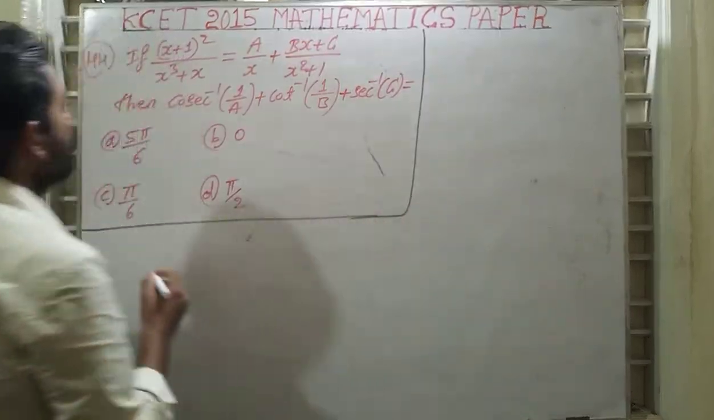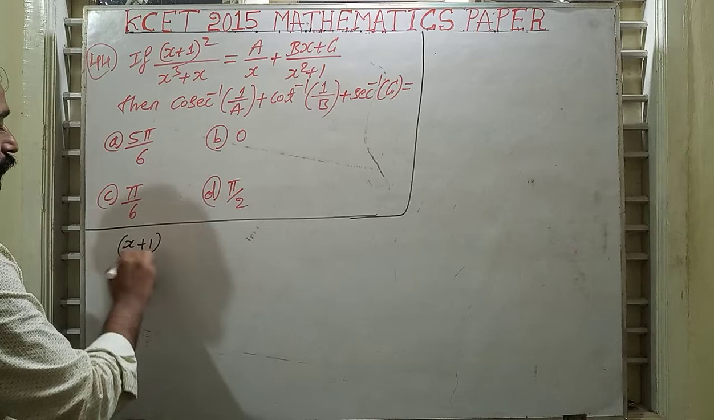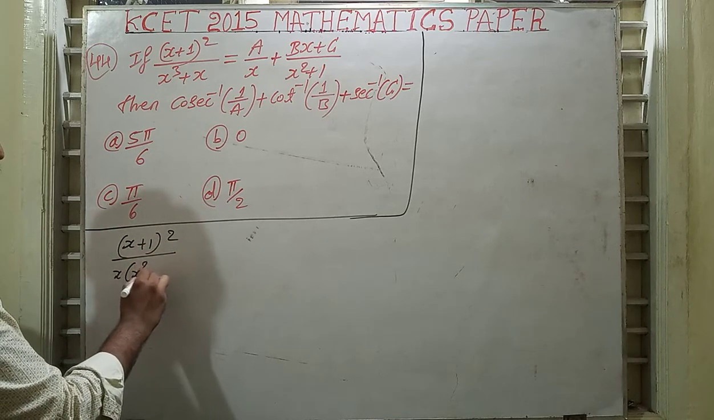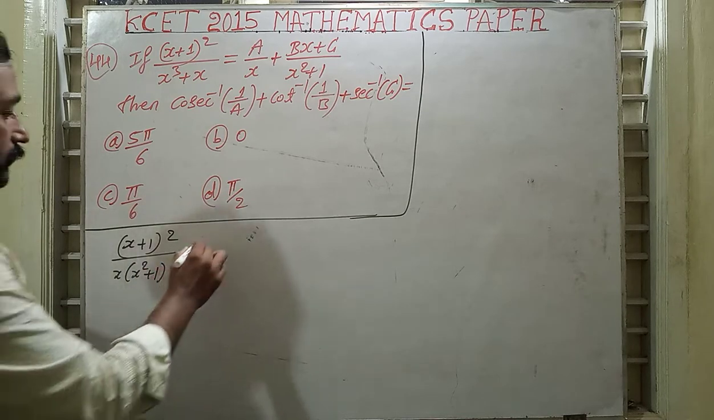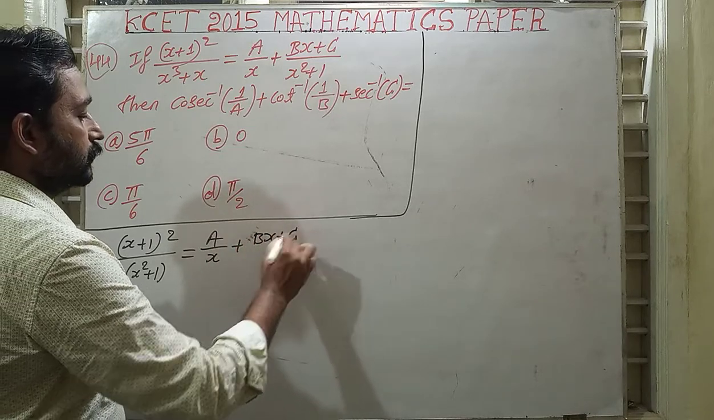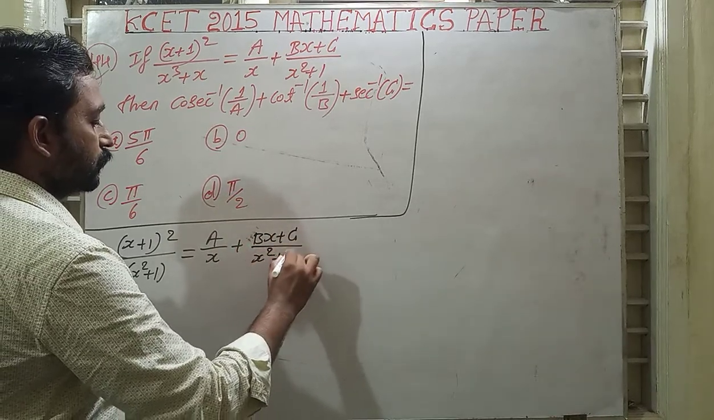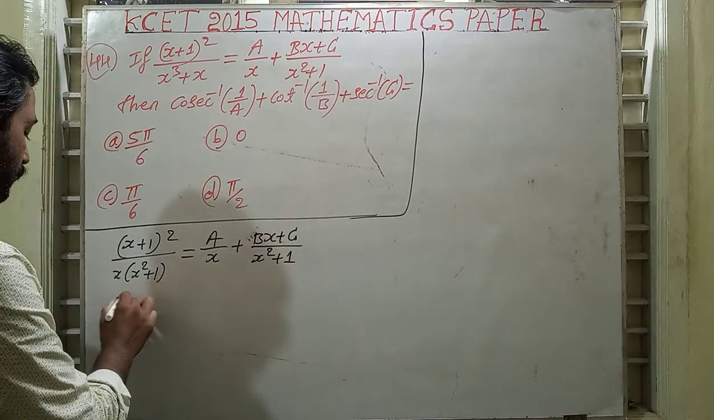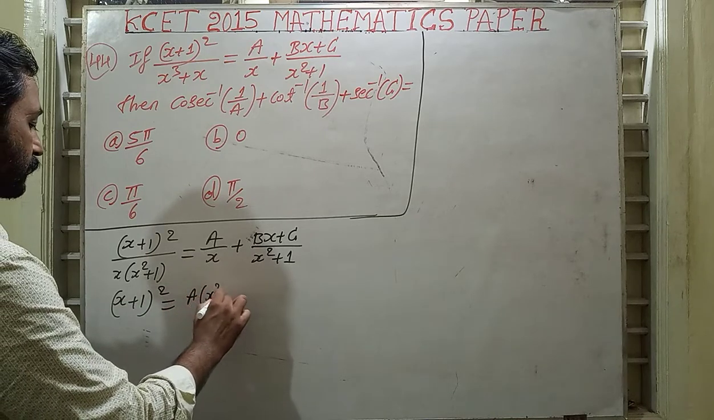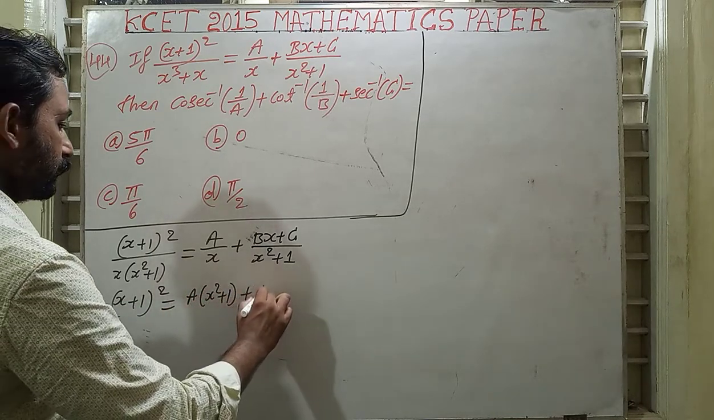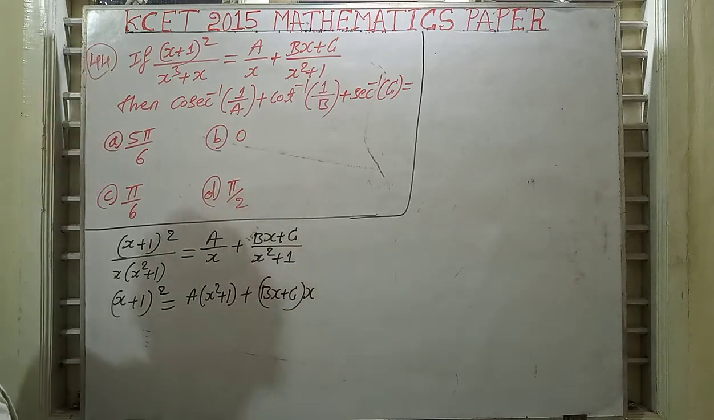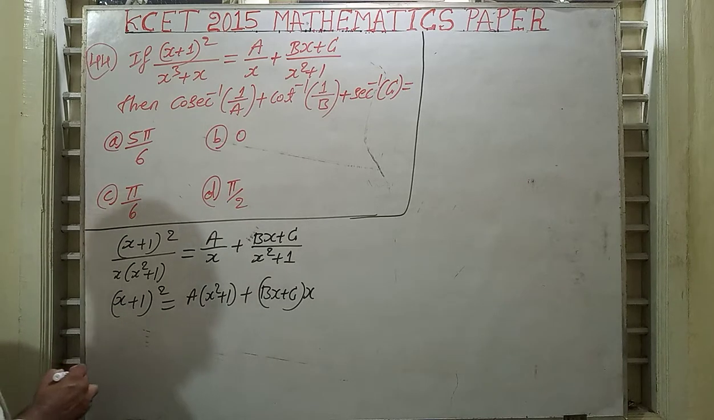It is given x plus 1 whole square divided by x cube plus x, which can be written as x into x square plus 1, is equal to a divided by x plus bx plus c divided by x square plus 1. So now cross multiplication, we get x plus 1 whole square is equal to a into x square plus 1 plus bx plus c into x. So now put x is equal to 0 on both sides, we get the a value.